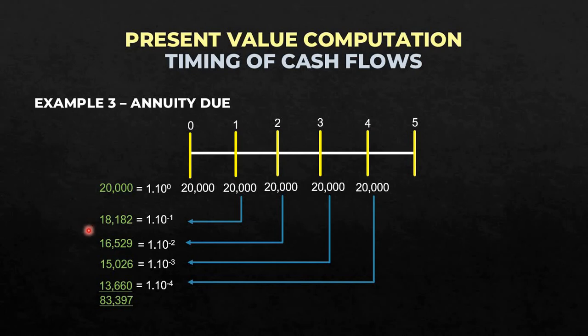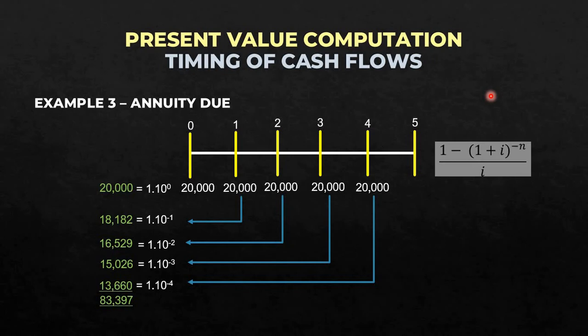kung ang computation natin ng present value is based doon sa formula na ginamit natin sa example number 1. So, isa-isa natin yung kinompute. Pero, pwede tayong gumamit ng single formula to directly compute the 83,397 present value. So, ano yung formula natin for annuity due? So, ang formula natin is same with the ordinary annuity formula.